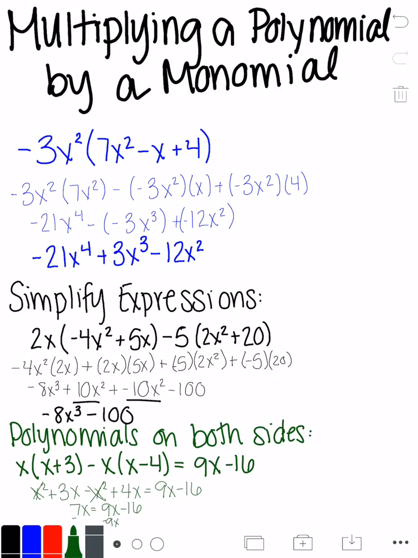Subtract 9x. That gives us negative 2x equals negative 16, right? Going to divide by negative 2. And that leaves us with x equals 8, right? So all that whole problem, we had this to start with, and when it boiled down to it, we got left with x equals 8.